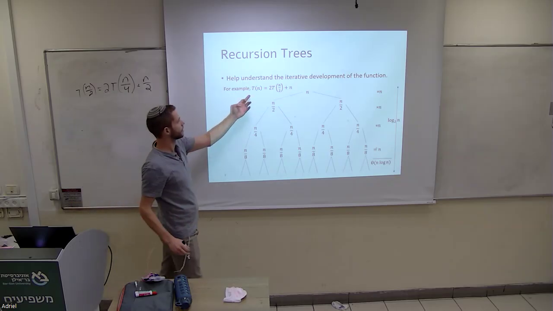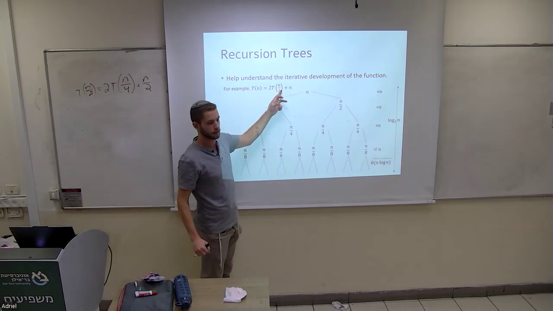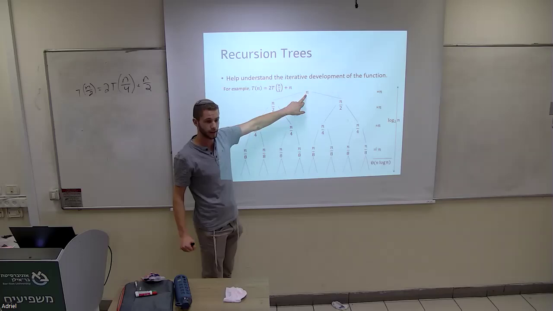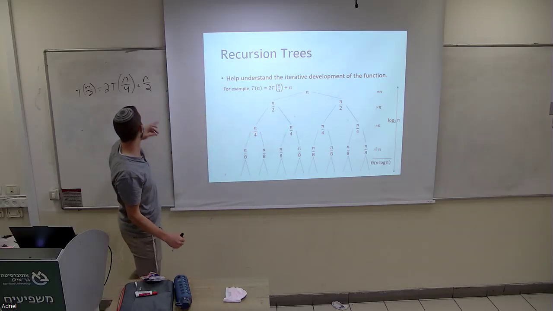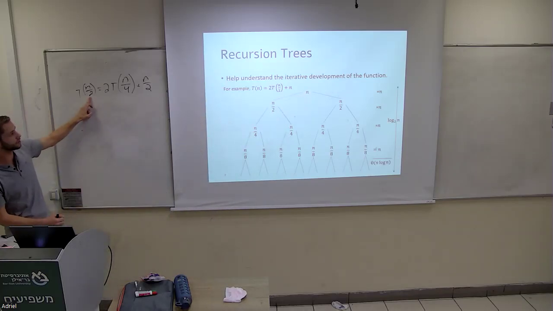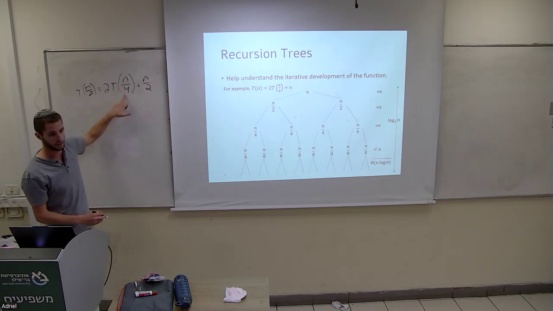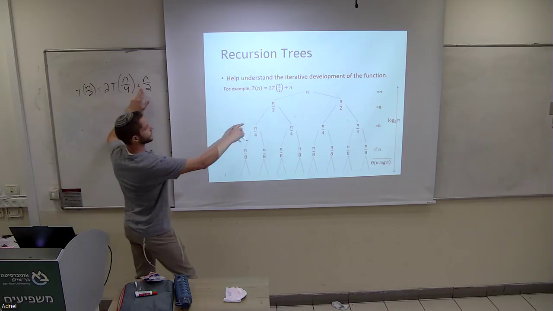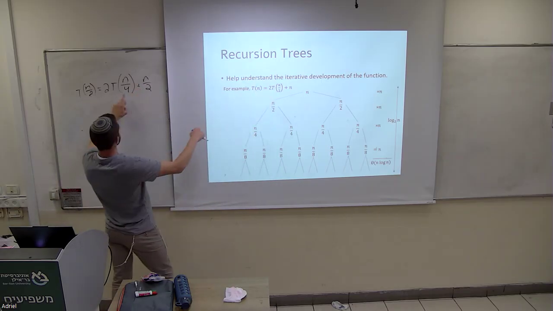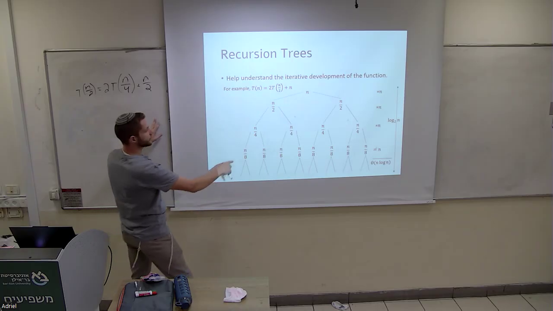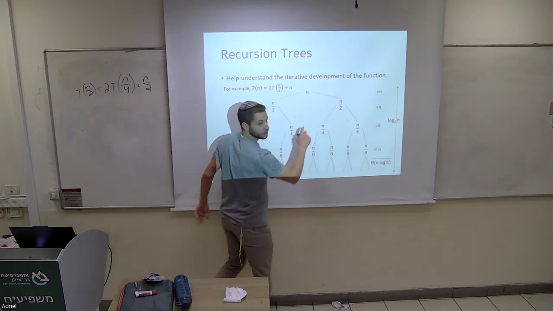So in the first call, we have t of n equals this thing. And that's why we do n at this node. But then when we call it twice, we call it on n over 2, right? And n over 2 is 2 times n over 4 now. And instead of n, we plug in whatever's in here. So we plug in n over 2. So that's why each node now, we have n over 2 at the node.